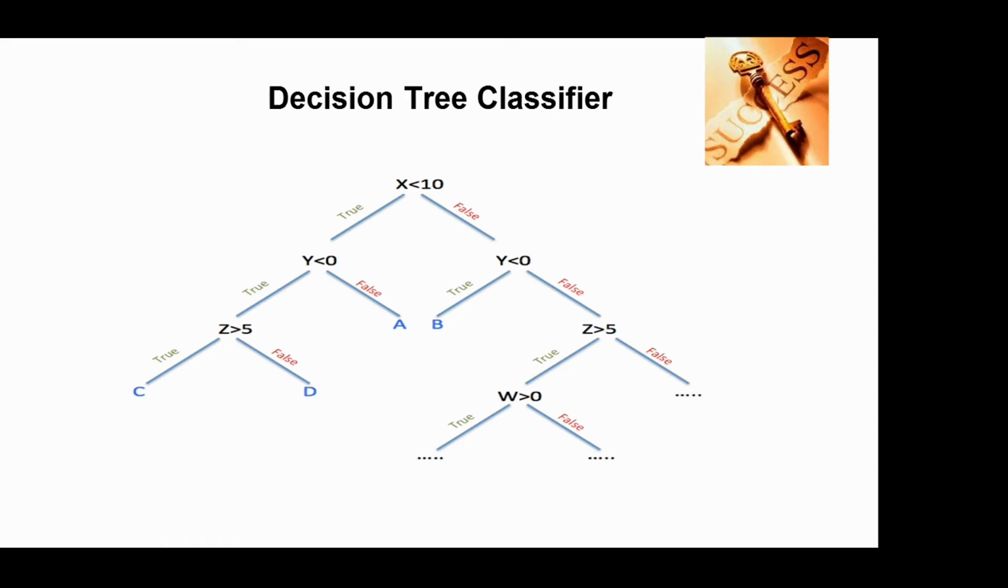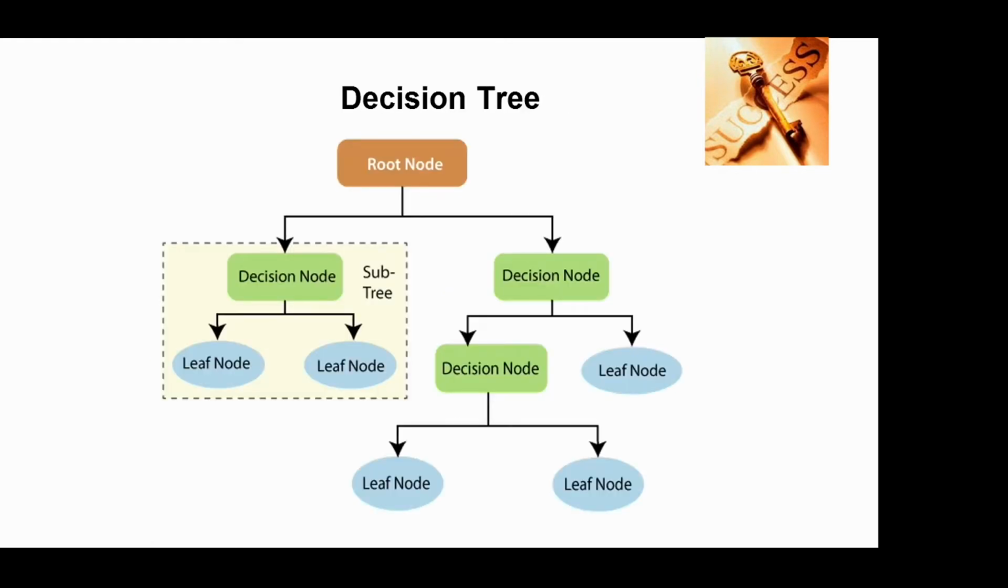So the second category is the decision tree classifier. You can see that this kind of representation is a single tree representation. In a decision tree, the first node is the root node, then there are various decision nodes, and on the basis of the truth of the condition, the moves will be performed.